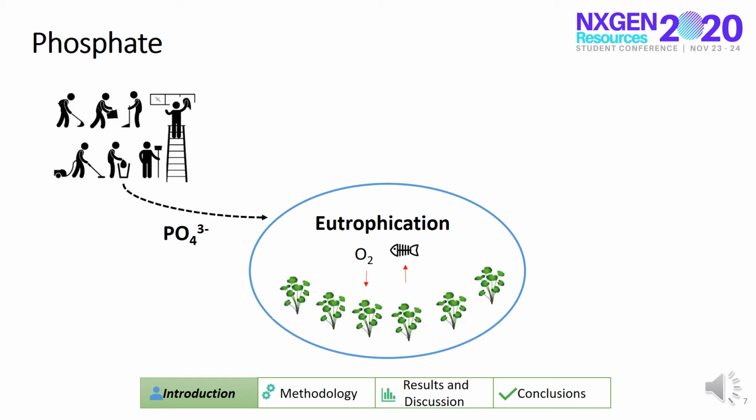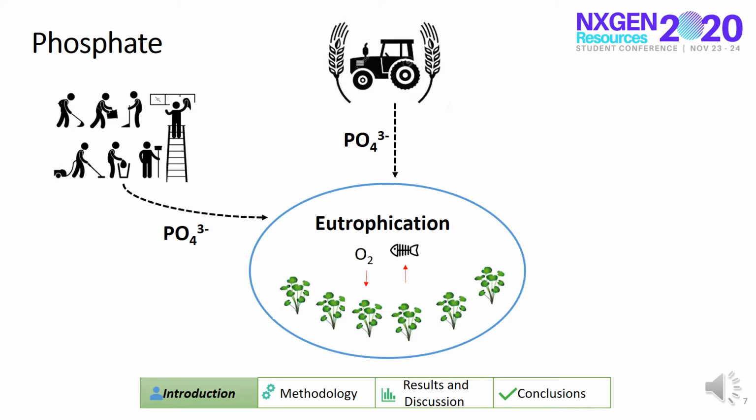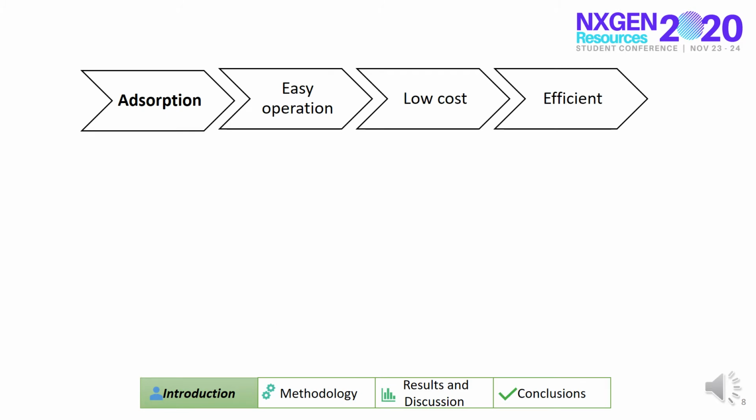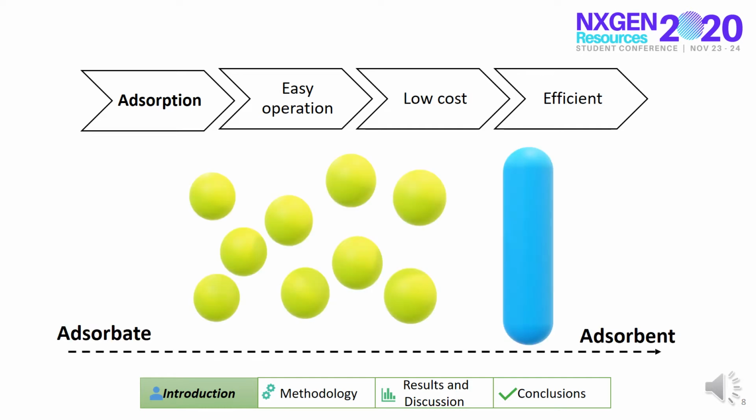The principal sources of phosphate in the effluents can originate from domestic activities, agriculture, and the industry. Several studies use adsorption to remove phosphate from water bodies. It is one of the most used processes because it has easy operation, low cost, and it is an efficient process. Adsorption is a surface phenomenon that involves increasing the concentration of the contaminant on the solid surface.